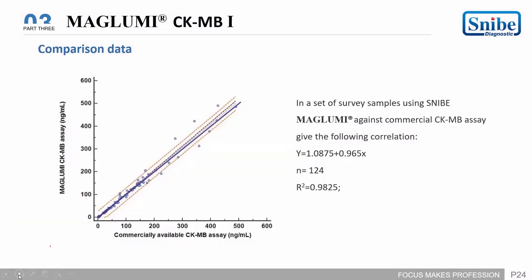So if we compare our first generation CKMB during the evaluation of Maglumi CKMB assay versus the CKMB available in the market, on the basis of 124 samples run, the regression value is 0.98, which shows the excellent correlation of our Maglumi CKMB assay versus the commercially available CKMB assays. So this is a good correlation between the two different assays of CKMB.